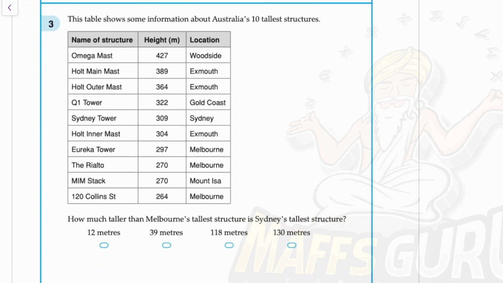The table shows some information about Australia's 10 tallest structures. How much taller than Melbourne's tallest structure is Sydney's tallest structure? Okay, so let's find Melbourne's tallest structure. So Melbourne's tallest structure seems to be 297. And then Sydney's tallest structure seems to be 309. So if I now do 309 and subtract from that 297, we are going to get the grand total of 12 meters. Let's just color that in.